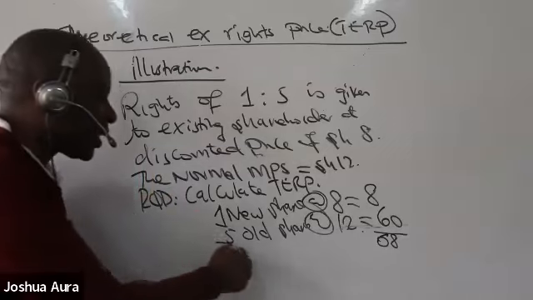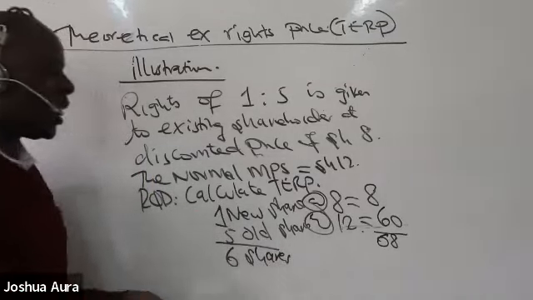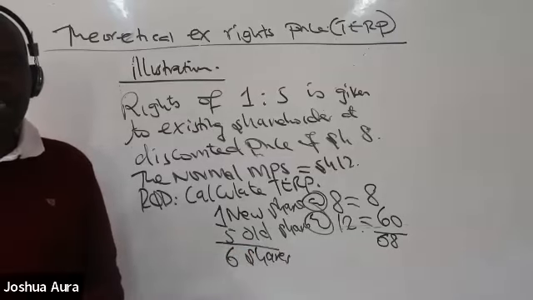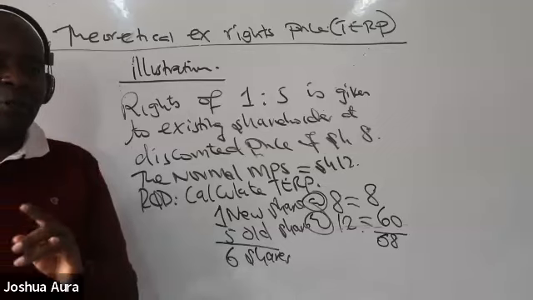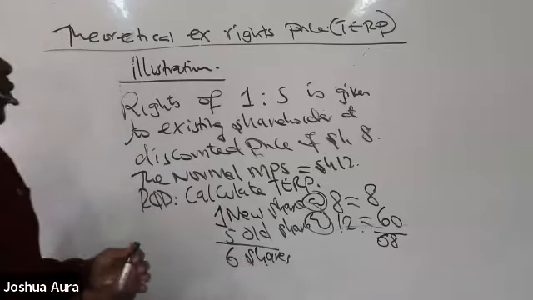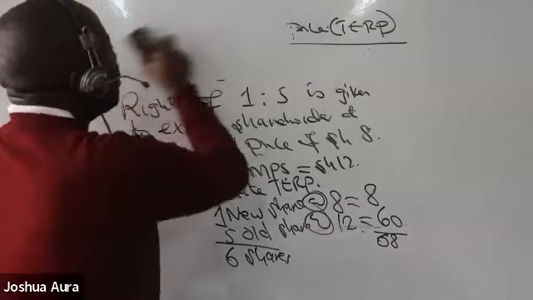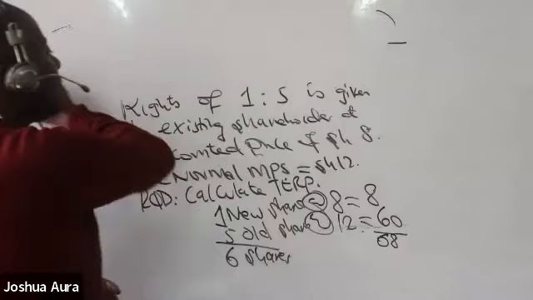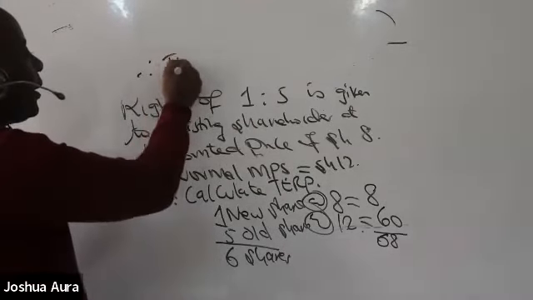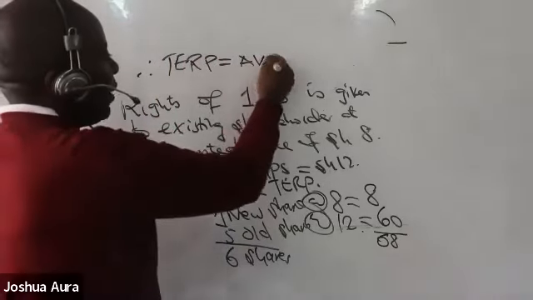6. You add this side as well. So 6 shares equals 68. Then how about the average price? What would be the price per share here? The average price, in this case, will be my theoretical ex-rights price. So you come and tell the examiner, therefore, the TERP will be the average here.